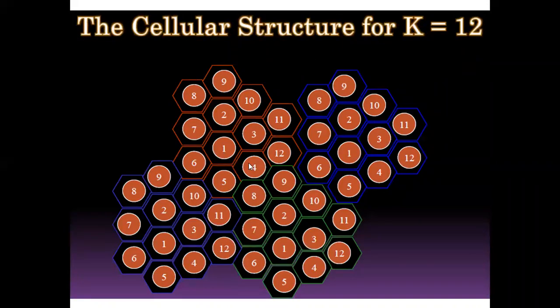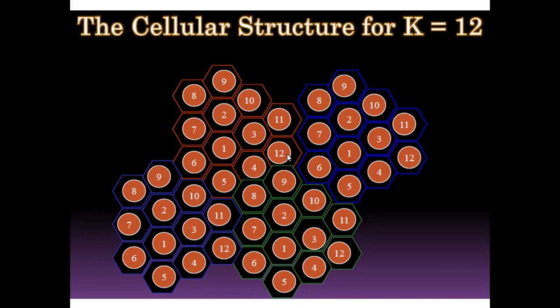You can see this is cluster number 1, this is cluster number 2, this is cluster number 3, and this is cluster number 4. In each cluster we have a maximum of 12 cells. These 12 in each cluster are your core channel cells, whereas the others are the adjacent cells for the 12. So this was the concept of cellular structure for k equal to 12.